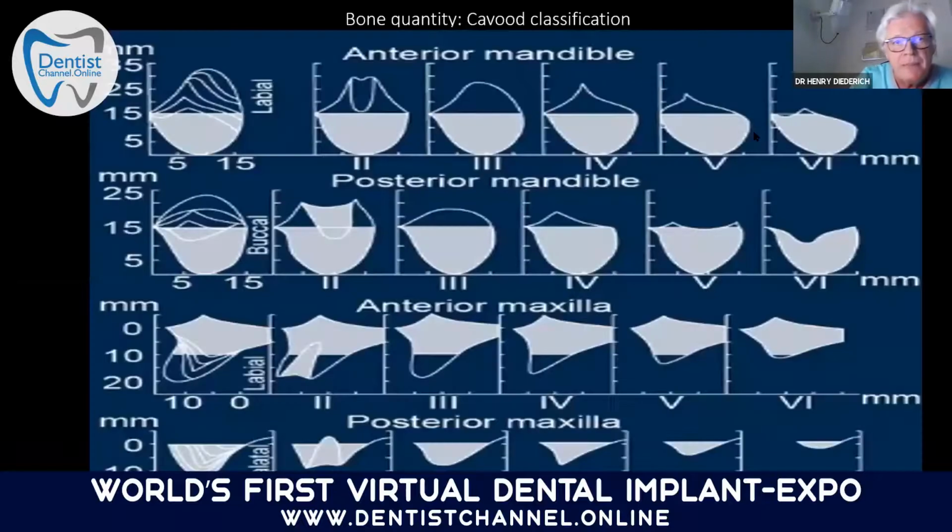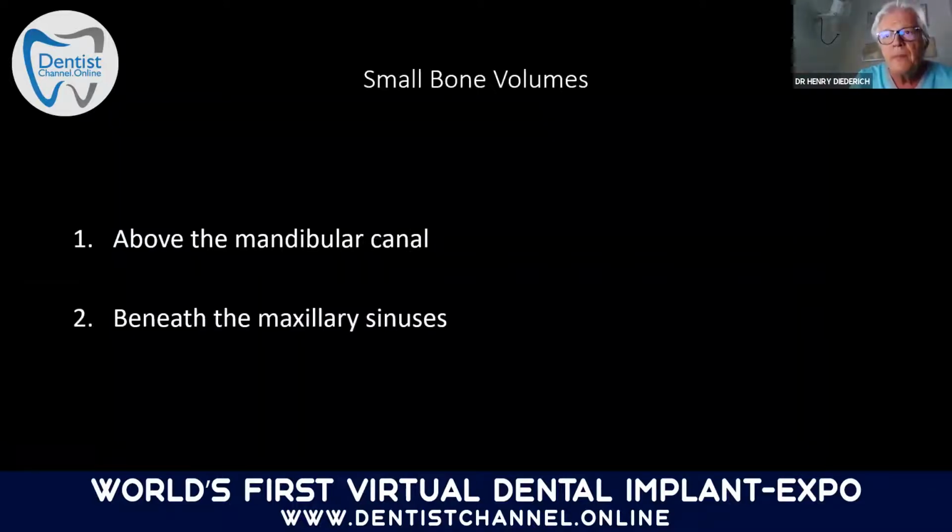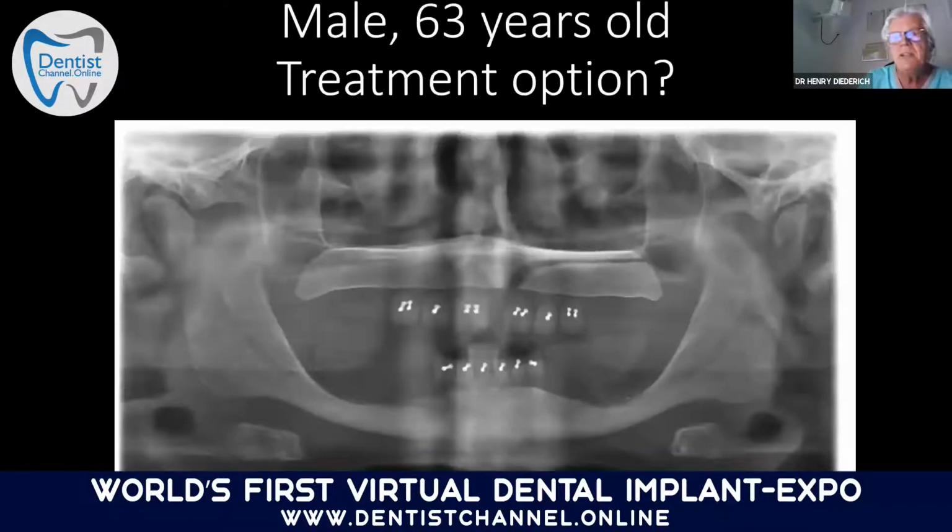You have a bone height from 1 to 8 millimeters. We have the classification by Cawood, which shows us the quantity of bone present in the anterior mandible, posterior mandible, anterior maxilla, and posterior maxilla. We know also this picture about the bone resorption in maxilla and mandible, in quantity also. At the left side, it's quite easy in normal implantology. At the right side, it becomes difficult. We have small bone volumes above the mandibular canal and beneath the maxillary sinus.